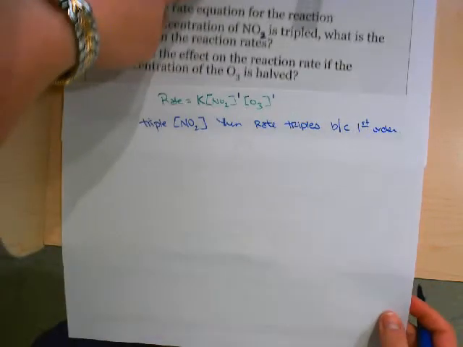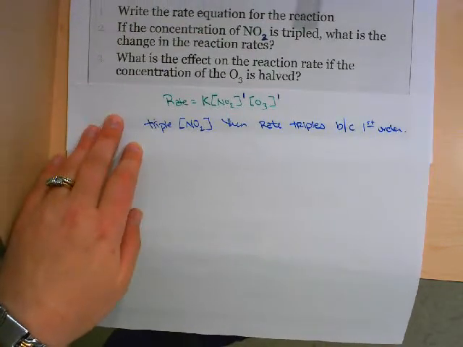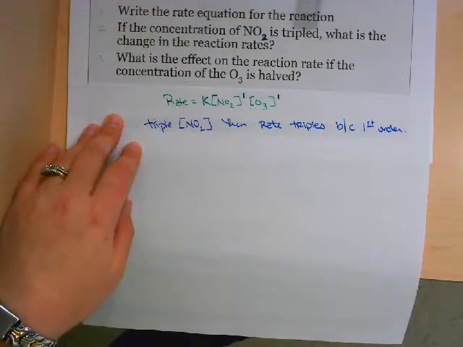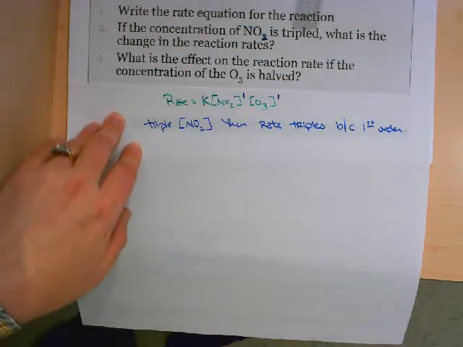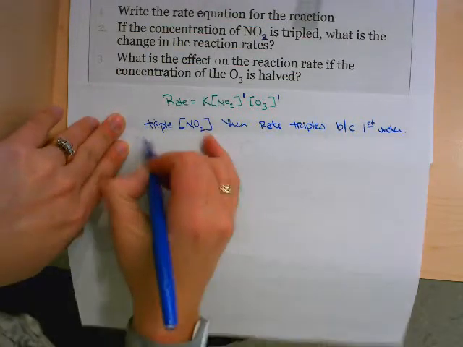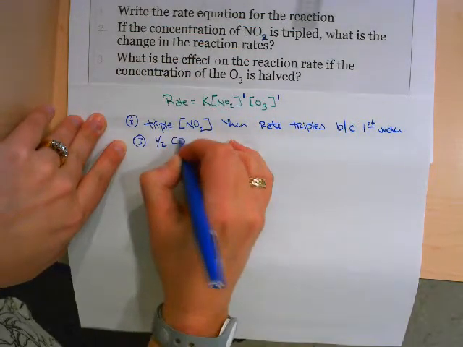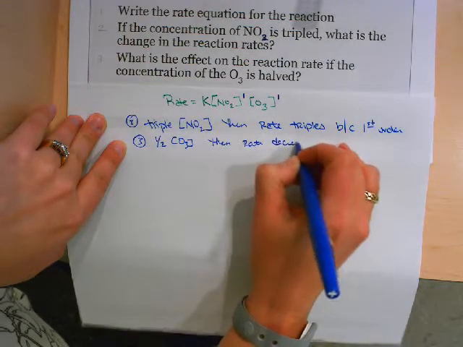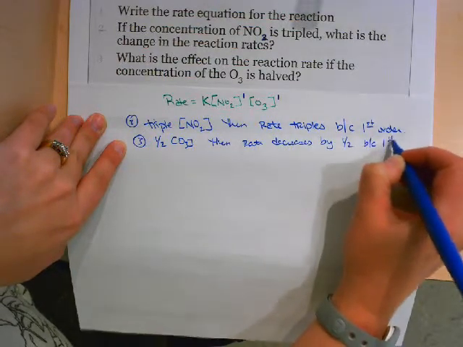Alright, what about how the reaction rate changes if I halve the concentration of the ozone? What happens to the rate? Down by how much? 1/2. I see lots of people going like this. Yes, down by 1/2. If we halve the concentration of ozone, then the rate decreases by 1/2 because it's first order.